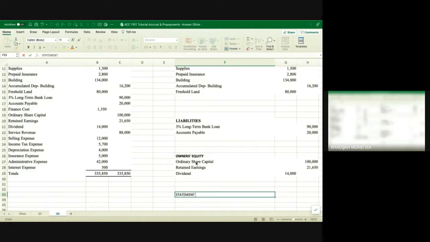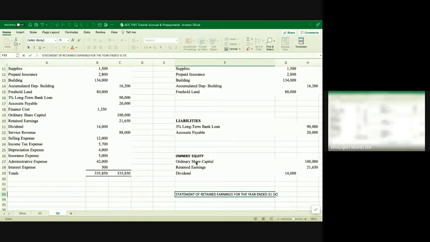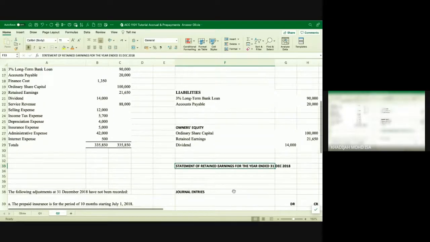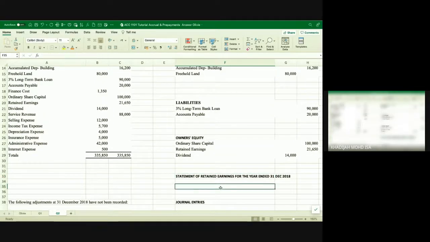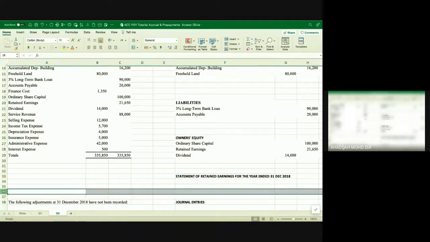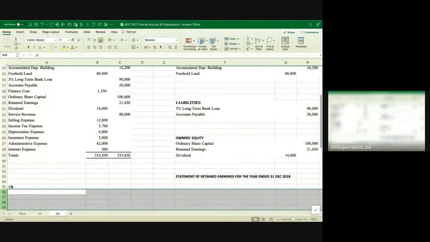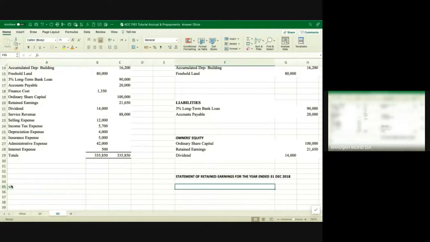It seems you didn't hear. You're supposed to prepare retained earnings for the year ended 31st December 2018, right? Make use of writing up the name most of the time, yeah? Okay, now you have, I add on a bit here. Insert, okay. Statement of retained earnings, you normally have balance.